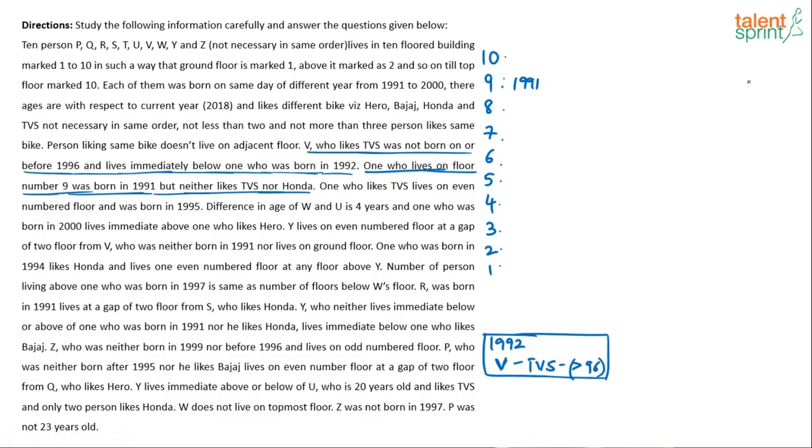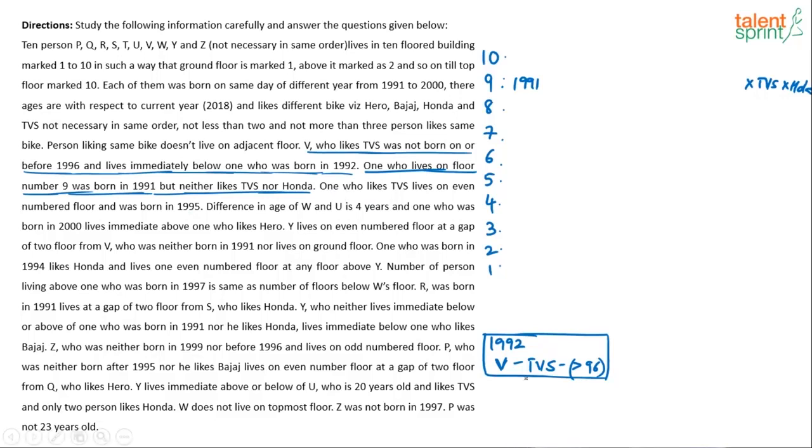Now floor number 9 would not accommodate TVS or Honda. It cannot take TVS or Honda, right? Let's say HDA is Honda. Okay. So floor number 9 will not have TVS or Honda. The one who likes TVS lives on an even numbered floor and was born in 1995.